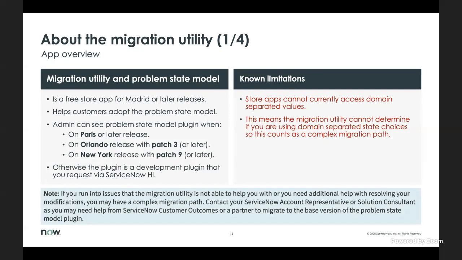And what that basically means is if you're using domain separation, you'll probably need to speak to your account representative or maybe your solution consultant, because you might need some help from our customer outcomes or a partner who have another way of migrating to this state model as well. Because theirs is more services based, they can actually handle the domain separated stuff as well, which us being a store app, we can't do that today. It's something we're hoping to fix in the future, but we need to be given that ability in the first place. So yeah, we can't do that right now.